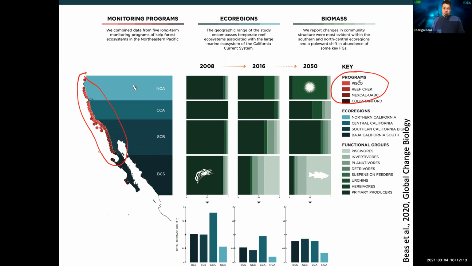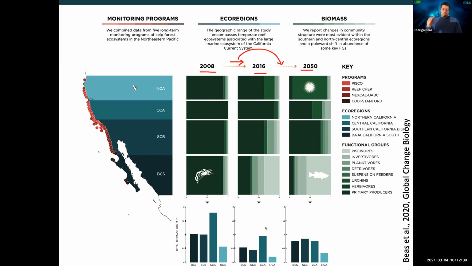And so with the integration of all these massive data sets, we were able to estimate the community structure at two different points in time, 2008 and 2016. And with this 10-year difference and with a little bit of mathematics, we were able to estimate the structure of the system in 30 years after that.